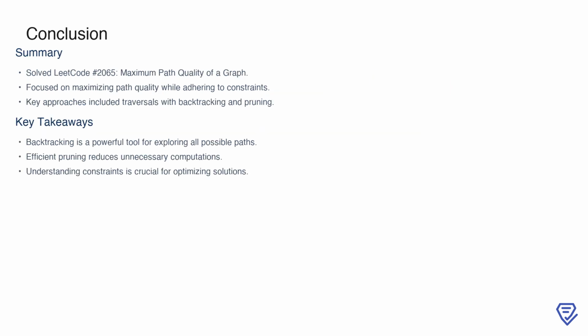Great job! We've successfully solved LeetCode number 2065, maximum path quality of a graph. Remember, backtracking and constraint handling are valuable skills for similar problems.